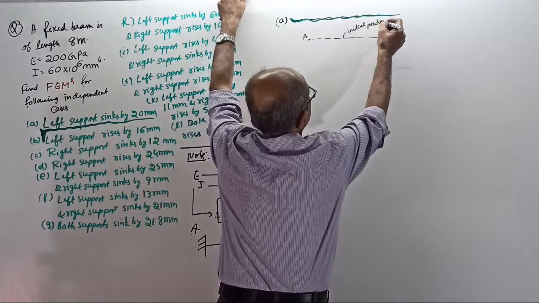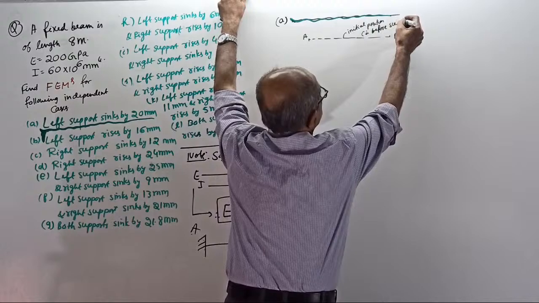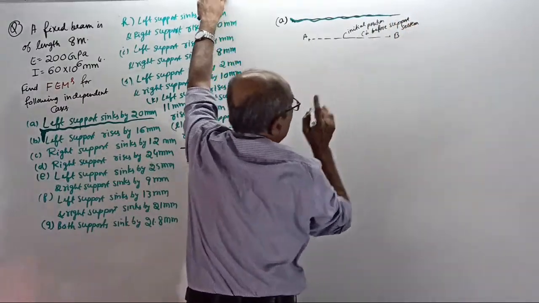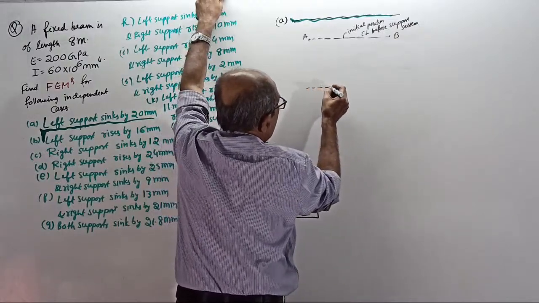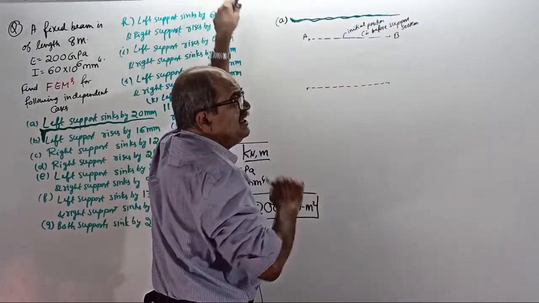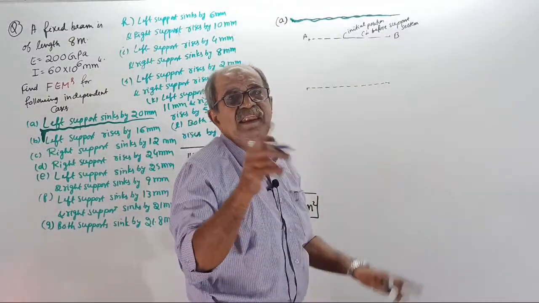Initial position, that is before settlement, before support settlement. Okay, correct. I wasted time. Now do one thing. Draw one more line. Once again draw the initial position. Right here, the dotted line is once again the initial position.